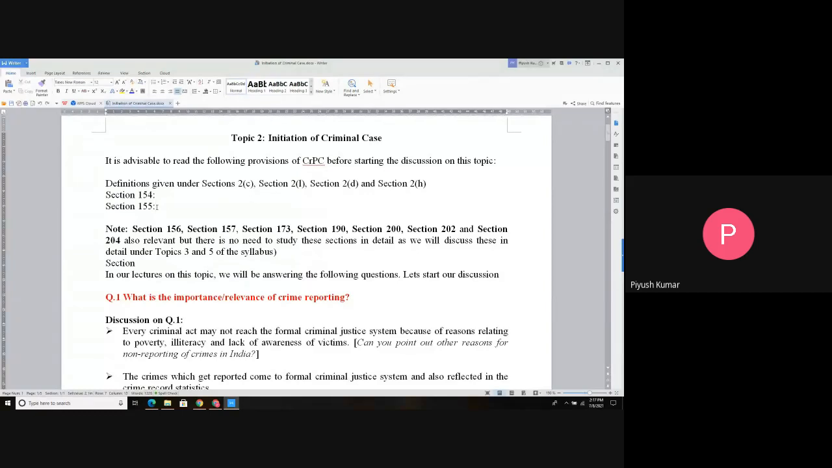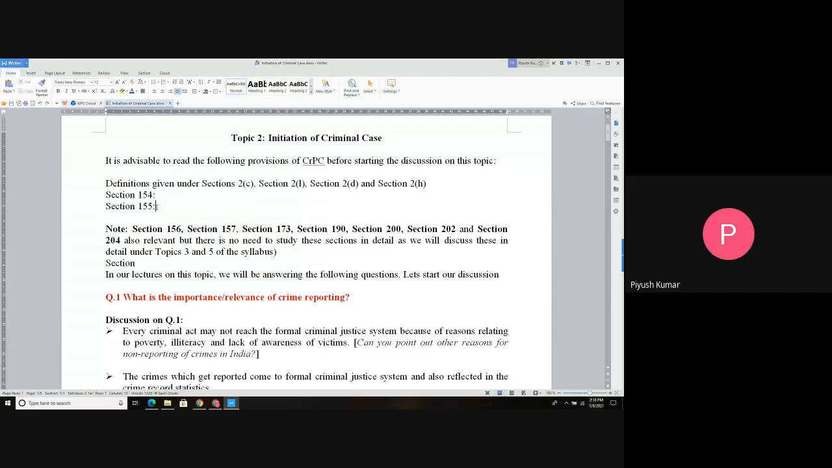Because 156 and 157 and 173 we will discuss in quite some detail when we discuss investigation. 190 we will discuss under topic number 5 of your syllabus, it's relating to cognizance, and 200 is dealing with the complaint. What will the magistrate do once a complaint has been filed by an aggrieved person? Criminal complaint has been filed.